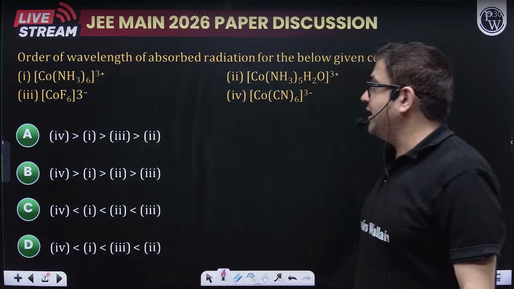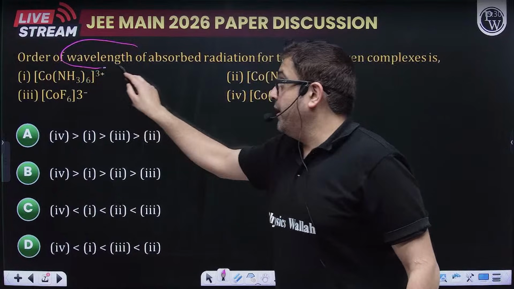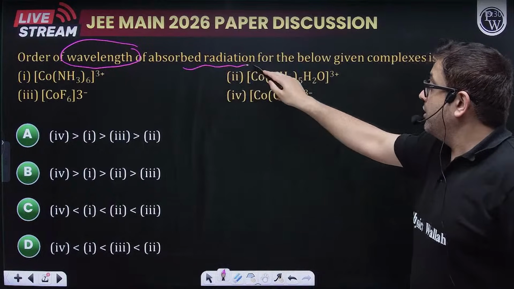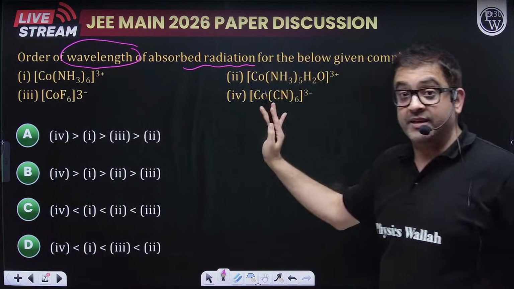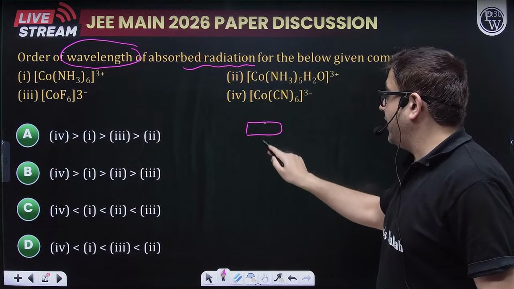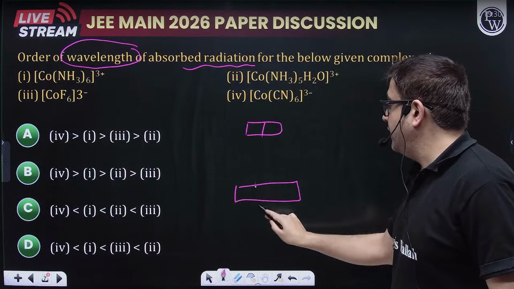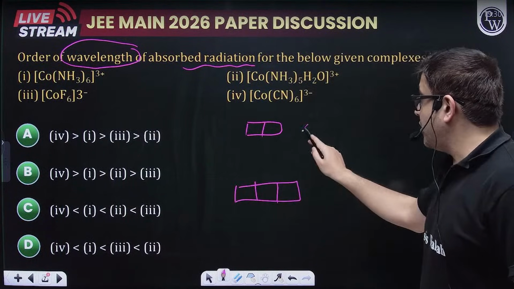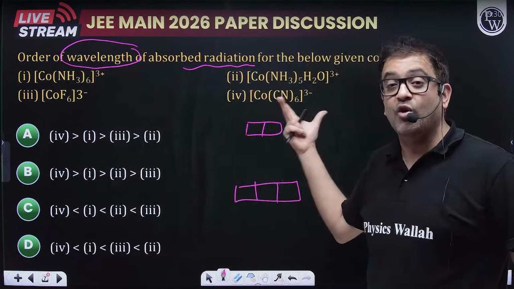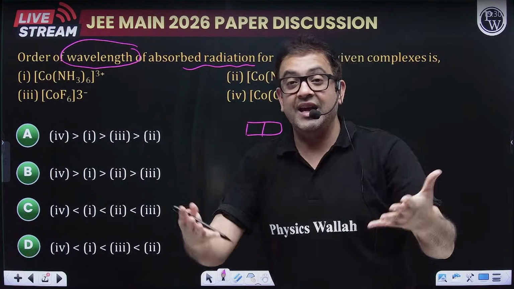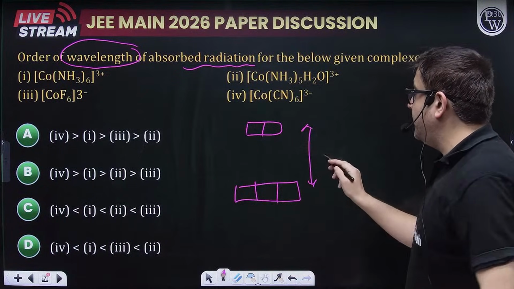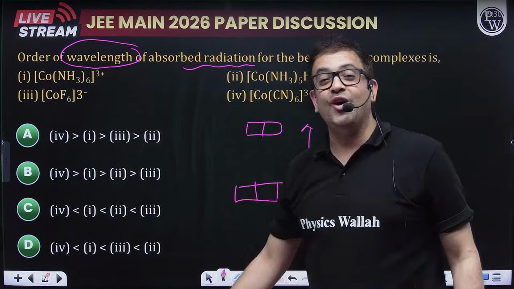Moving to the next question, it says order of wavelength. Now, many students make this mistake. Order of wavelength of absorbed radiation for the below complexes. Now, we know splitting happens for octahedral complexes, t2g and eg. Now, who is responsible for this splitting? Sir, first the metal ion itself, but it is all cobalt plus 3, so the metals are same. So next responsibility is of ligands. The stronger the ligand, the stronger the crystal field splitting of the octahedral complexes.